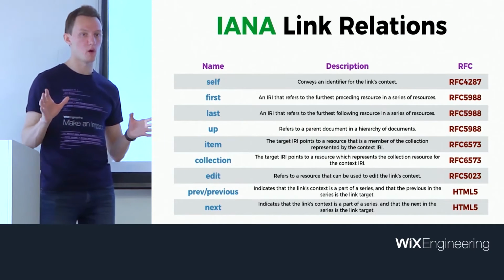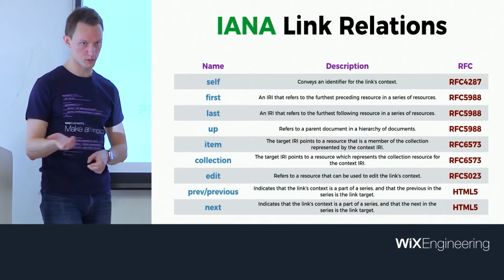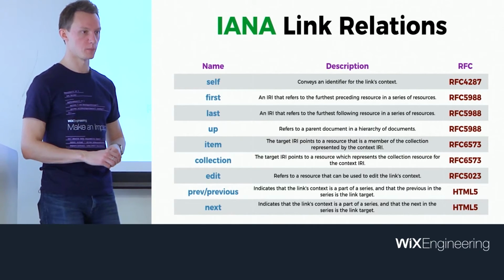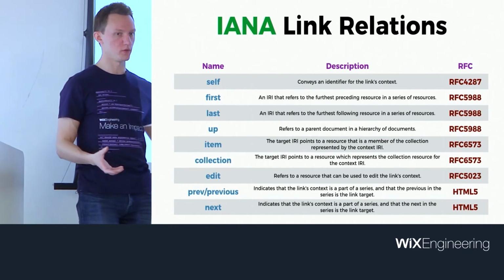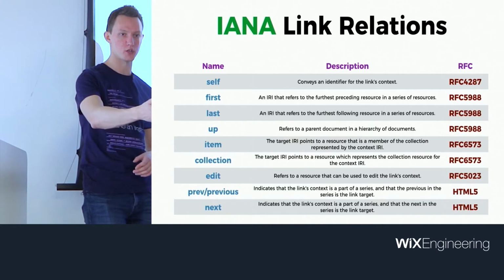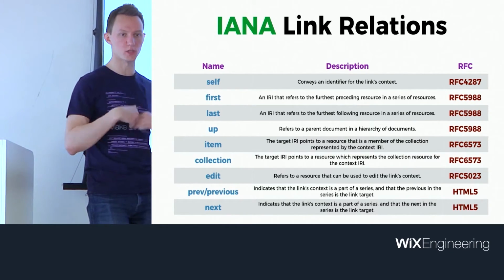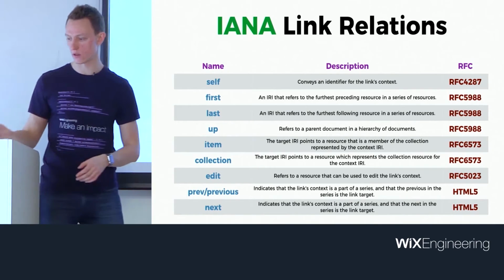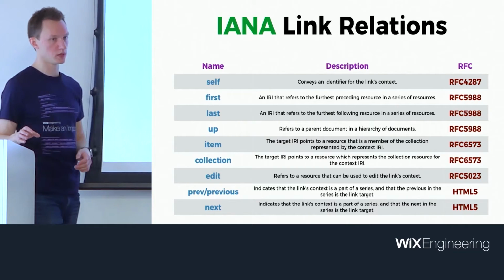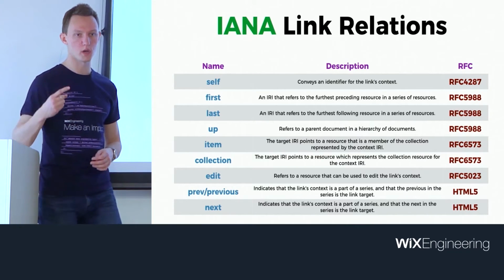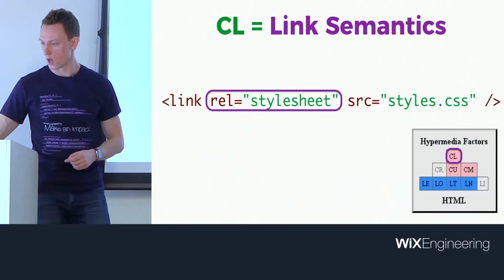There are several link relations that are already registered, and you can use them right away. For example, you can provide a link to the next or previous page in the collection, to the first page or to the last page. Or you can provide a link to the resource itself, like the self link that we have already seen, and a couple of others. So before inventing your own link relation, think a little about whether there is already an available one.